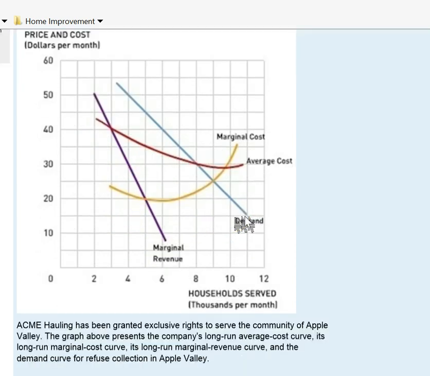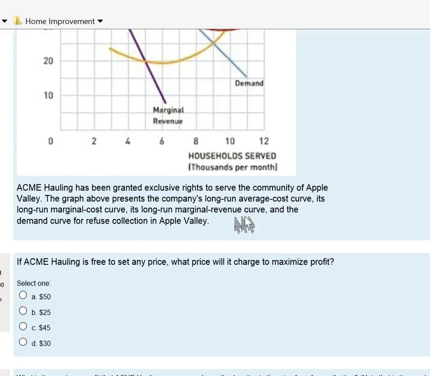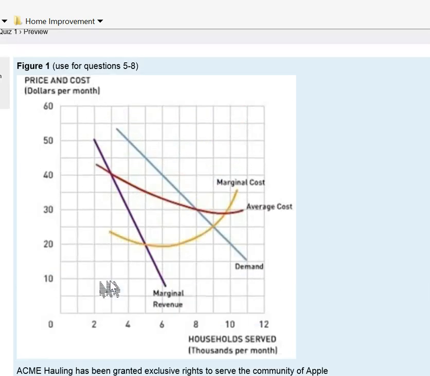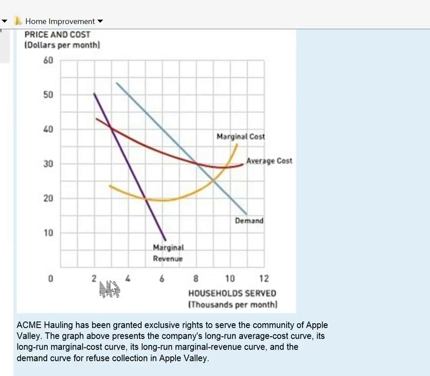And based upon this information, the first question asks you, if this hauling company is free to set any price, what price will it charge? Well, what you need to do is just go through your standard 7-step process to determine the price charged. Remember the 7 steps for a monopoly? These 7 steps tell you the price charged, the output produced, total revenue, total cost, and profit. Follow those steps and you'll be able to determine the price charged here.